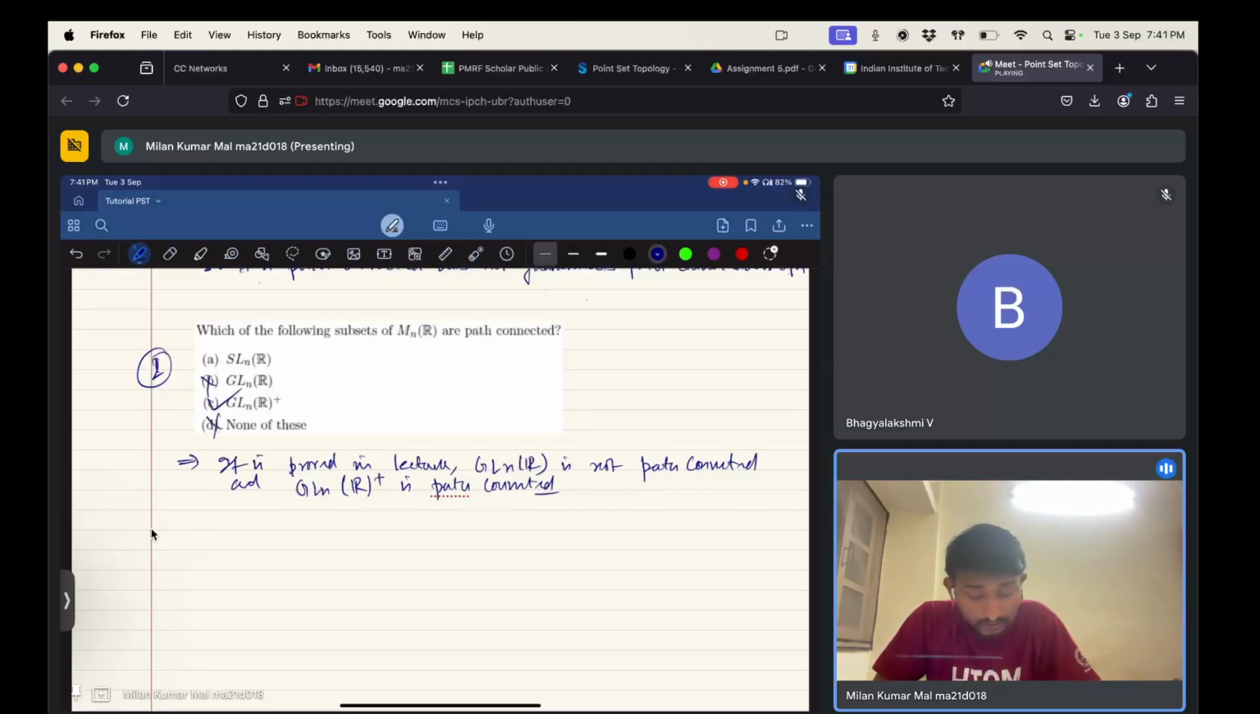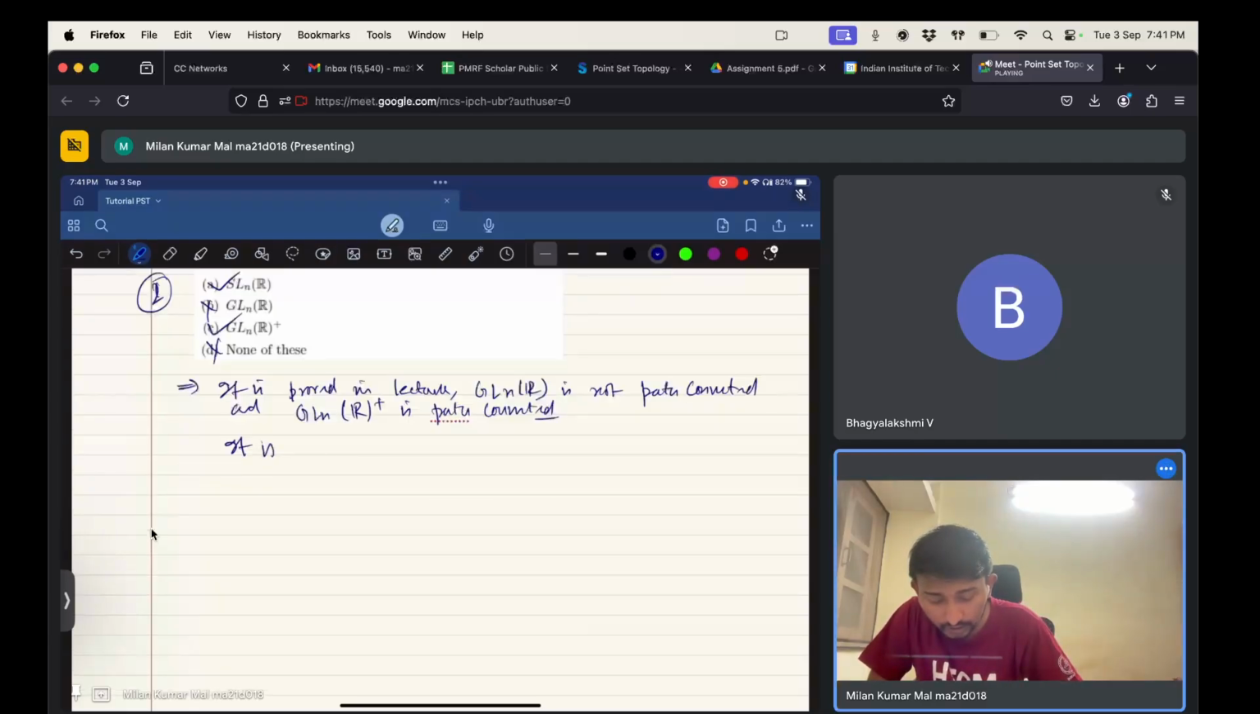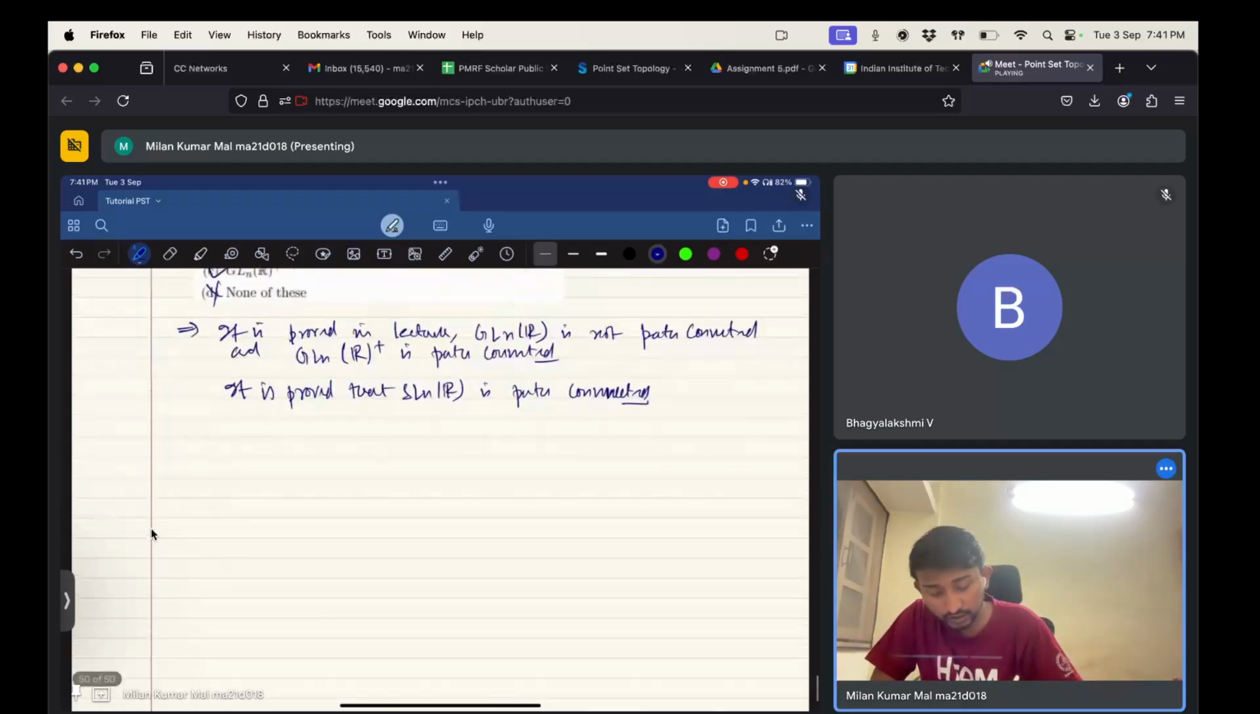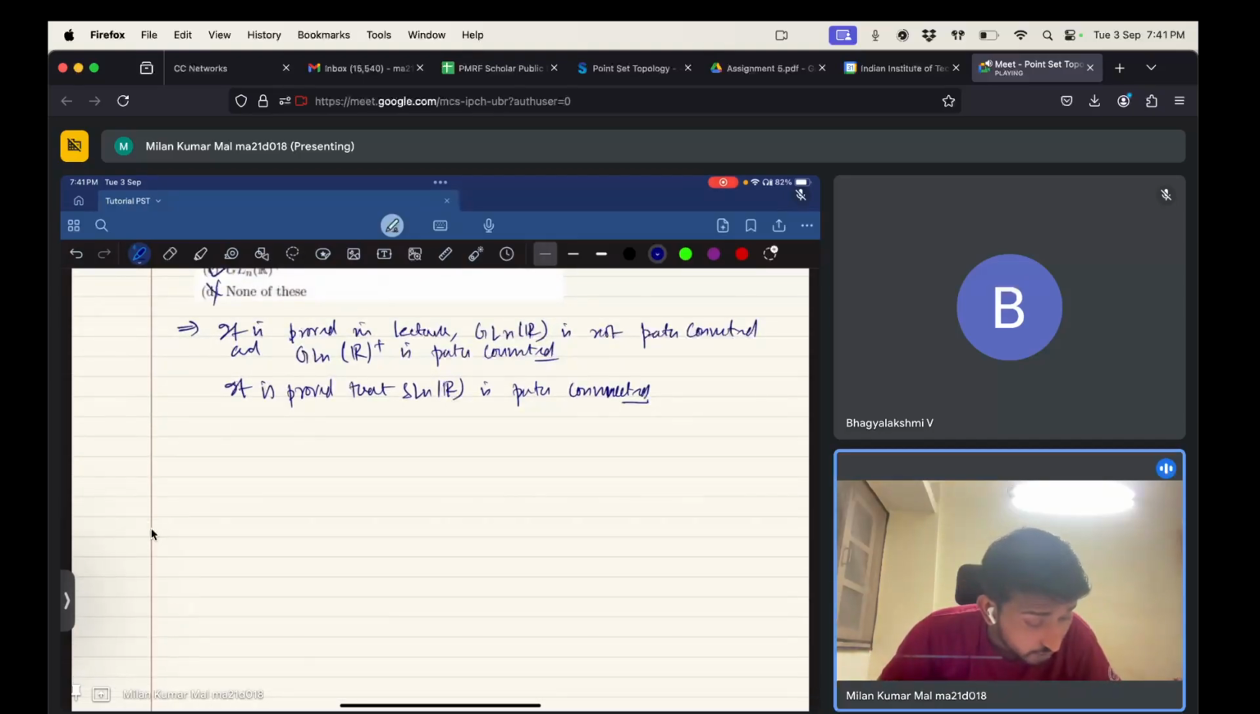But the question is whether SLNR is connected, and it is also proved that SLNR is path connected. So question 2 is this. Now question 3. Question 3 says every finite subset of a Hausdorff space is closed.